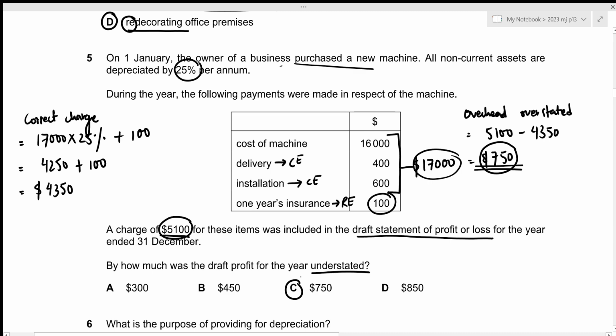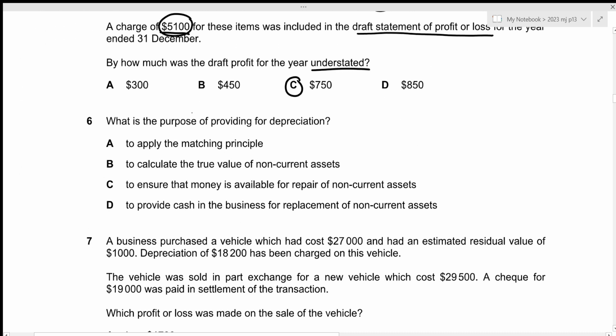Let's move towards the sixth question. What is the purpose of providing for depreciation? So remember that we provide for depreciation to show the expense for the revenue that we have generated from the use of that particular non-current asset during the year. So we're applying the matching concept here. We're matching the revenue generated by the use of non-current asset to the expenses of that particular non-current asset. And that is given in option A.